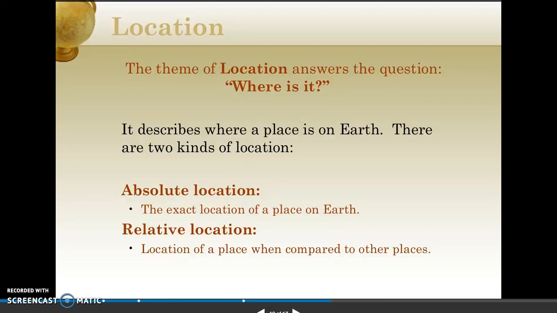Location. The theme of location answers the question, where is it? It describes a place on Earth. There are 2 kinds of location. There is absolute location, which is the exact location on planet Earth. And then relative location is how it compares to another location.